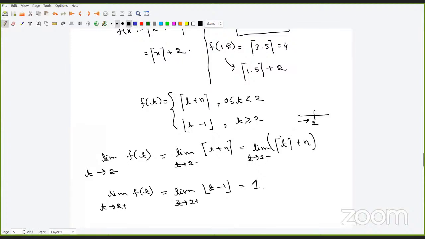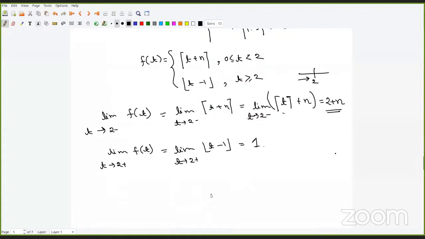Now, when I am approaching from the negative side of 2, I am taking the ceiling. So this value, the ceiling of t, that is 2, right? So 2 plus n is the value. Is it clear to everyone? And n is an integer, because here n is an integer.